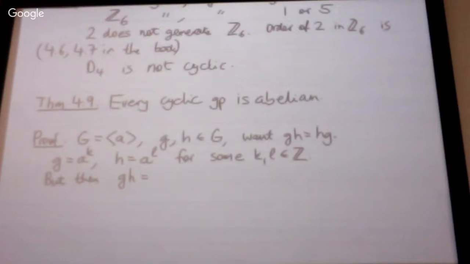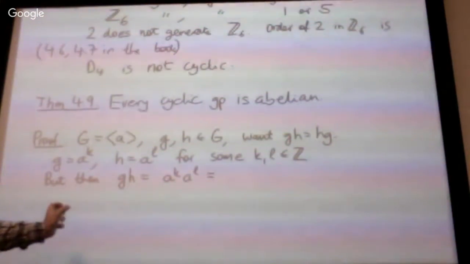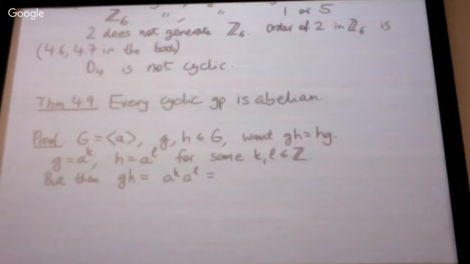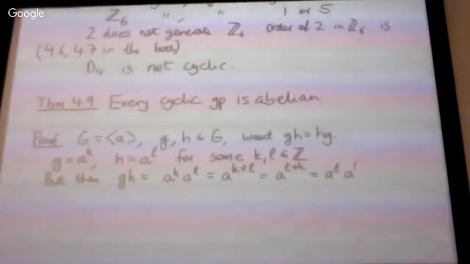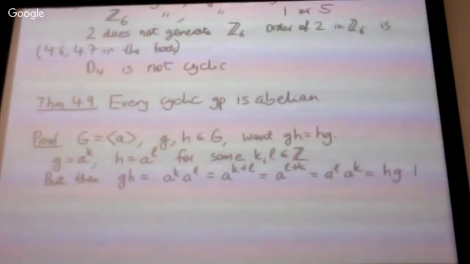what's GH? Well, GH is A to the K, A to the L. Well, that's nothing else but A times itself K times, and then L times, well, that's the same thing as doing it K plus L times once. But this, of course, I'm being too slow here, is this. Okay.